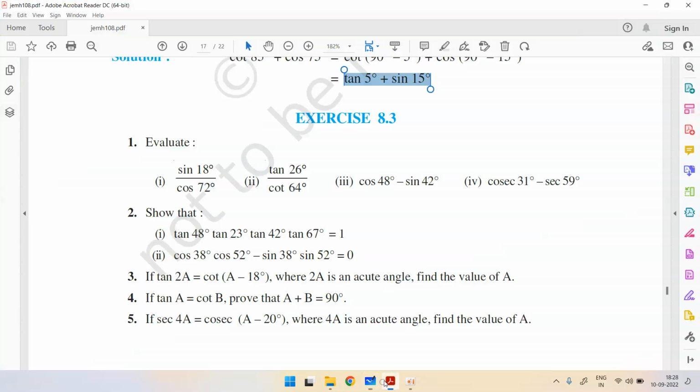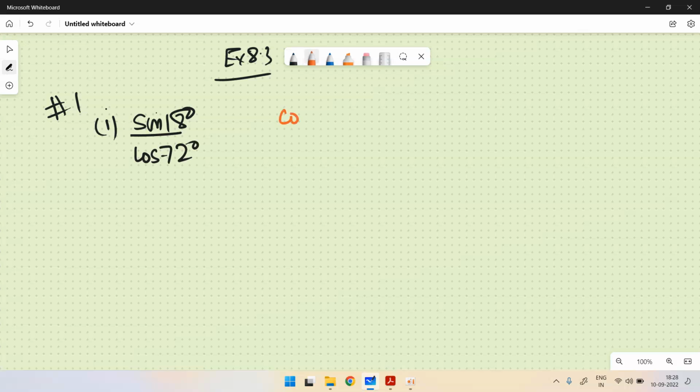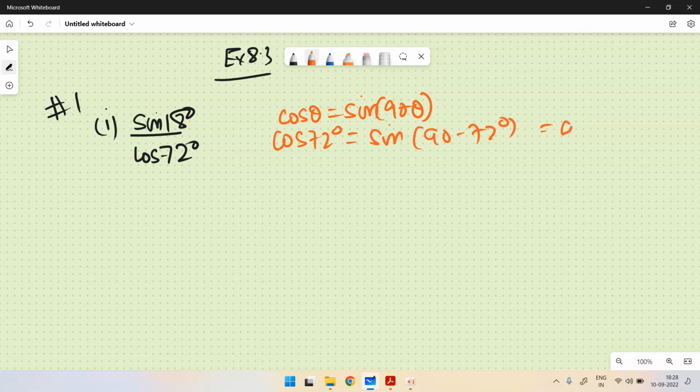First, evaluate sine 18 by cos 72. Sine 18 degree by cos 72 degree. Now you know that cos theta is equal to sine of 90 minus theta. If you substitute the value of theta as 72 degree, this is sine of 90 minus 72 degree, which is nothing but sine of 18 degree. So if you substitute this value, the expression becomes sine of 18 degree by sine of 18 degree, nothing but 1.